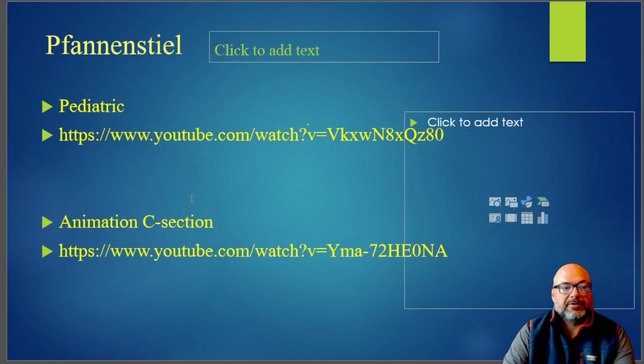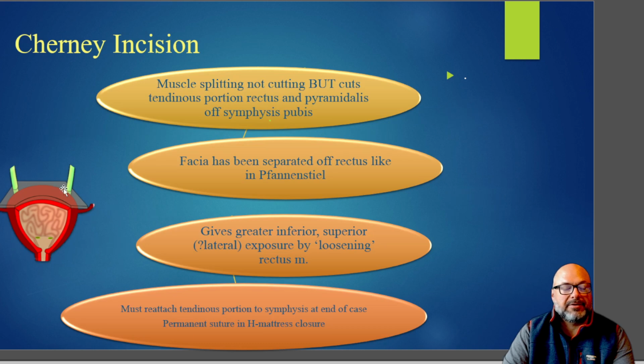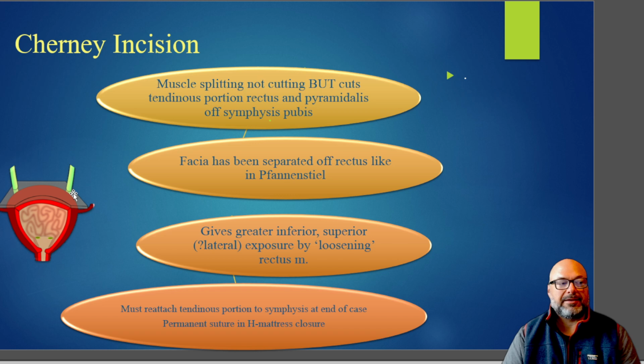So let's move on and talk about a Czerny incision, which unfortunately I was not able to find a video of. One of the things with the Czerny is that it is like a Pfannenstiel. It's a muscle splitting, not a muscle cutting incision, but it does cut through the tendinous portion of the rectus and pyramidalis where they insert on the pubic symphysis.